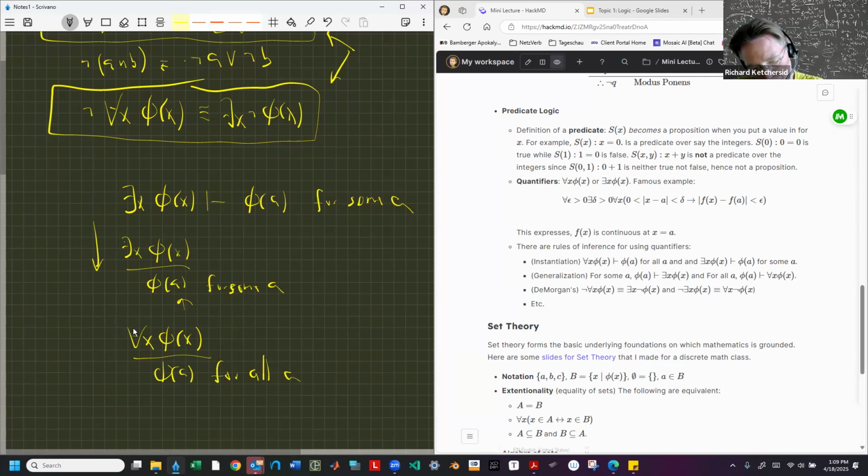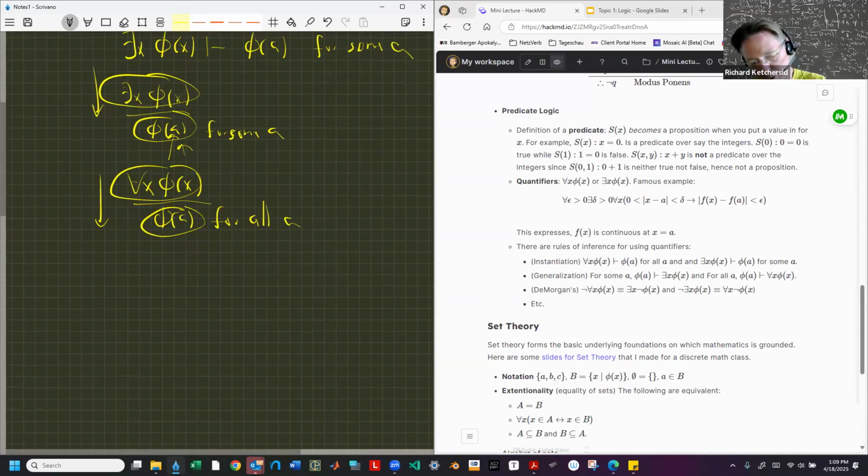Okay, so I'll give you an example in a minute where we use some of this. Both of these are called instantiation because I'm taking the quantified thing and replacing it with an unquantified formula, putting a specific a in there. Same thing there. And you can go the other way around too.